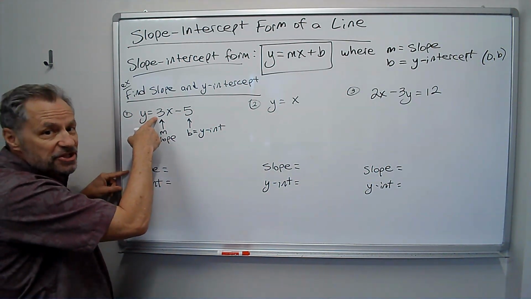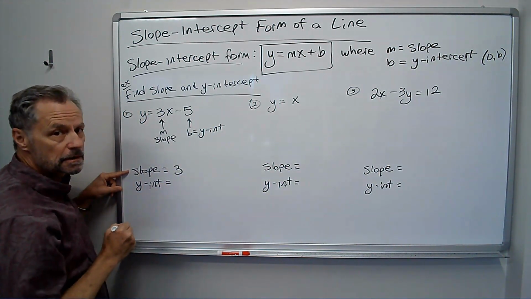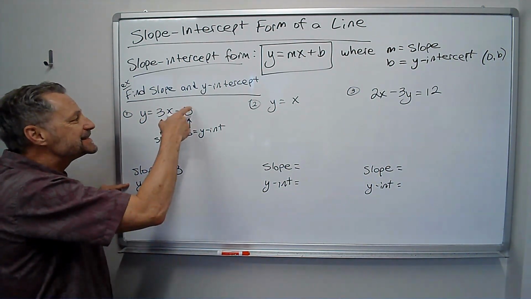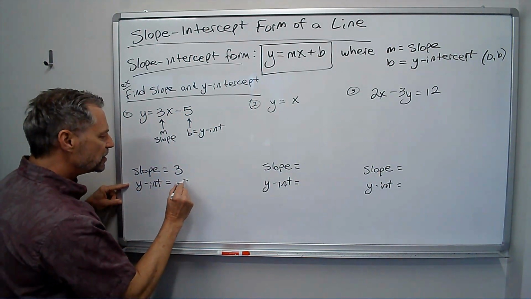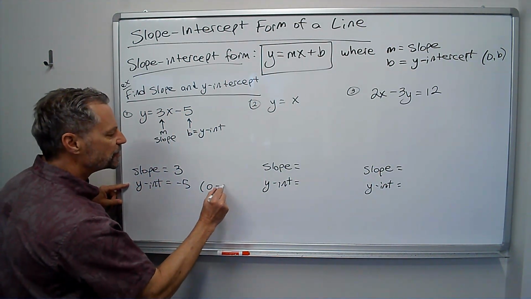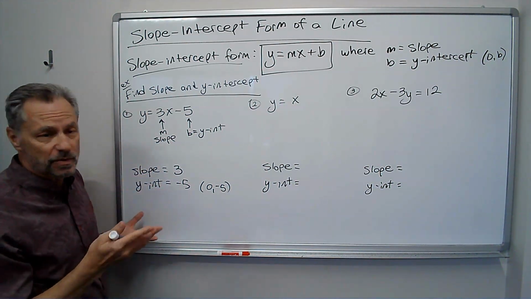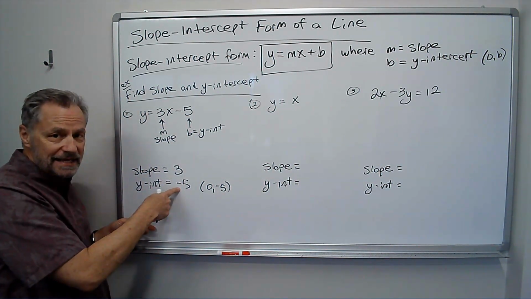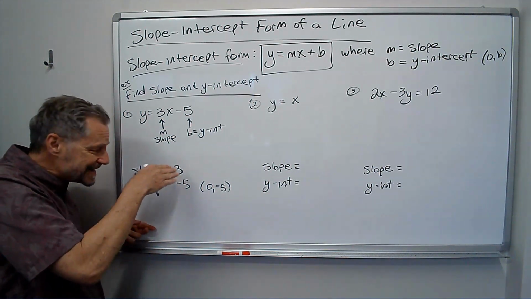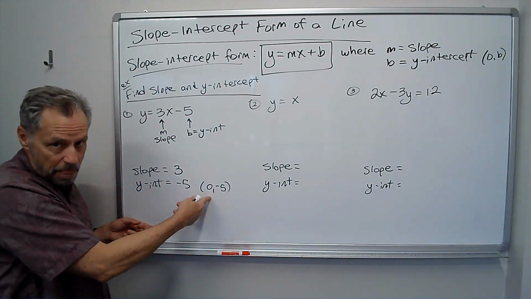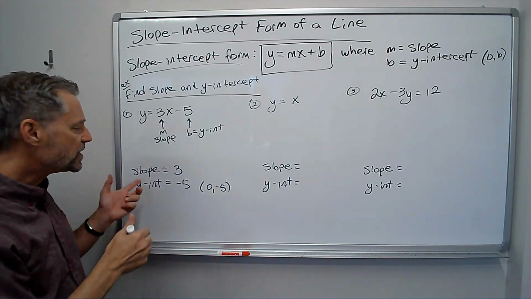So when it says, what's the slope? Oh, the slope is just the number 3. The y-intercept is this number, the negative 5, or as a point, they would write it (0, negative 5). However the book or your teacher wants you to write it is the way you want to write it. But it crosses the y-axis down at negative 5, which is the point (0, negative 5). Okay, so that's the idea there.